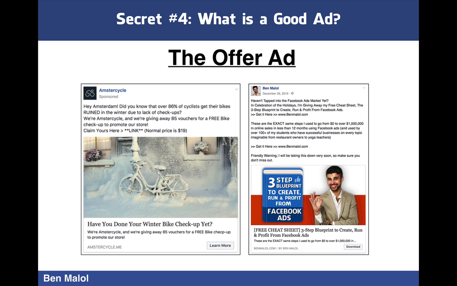That's the Amstercycle ad. And now my ad, the Ben Malal ad: the customer is somebody that wants to learn Facebook ads or hasn't learned Facebook ads. And the offer is a free cheat sheet, the free blueprint to create, run, and profit from Facebook ads. Okay, I know the customer, and this is the offer. The offer basically works on the pain of the customer.